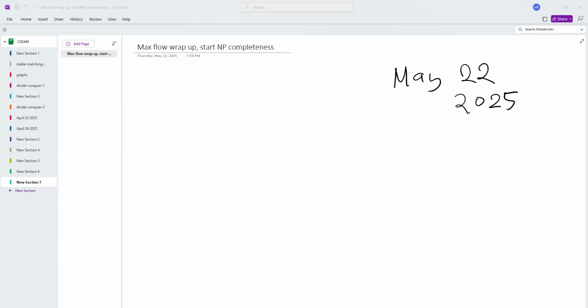So today's goal is we're going to wrap up max flow, and then we're going to start NP completeness, which is the next big section. So with NP completeness, we are kind of entering the realm of hard problems, right? And maybe you've heard of this term NP completeness.